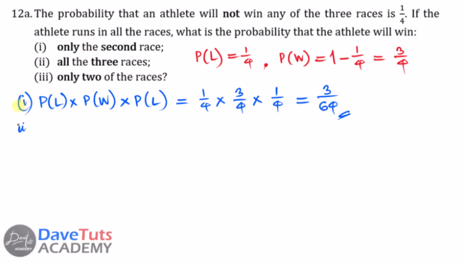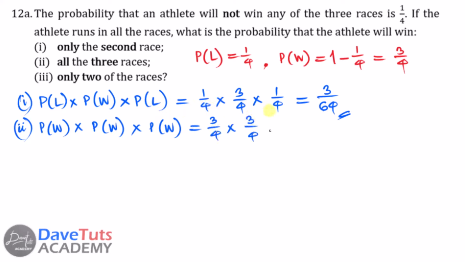Okay, so interestingly, in the second case, the probability of him winning all the 3 races means that he's going to win the first race, then he's also going to win the second race, and then he's going to win the third race. In this case we just have 3/4 for the first, 3/4 for the second, and in the third case we're also having 3/4. So 3 times 3 is 9, times 3 that is 27, and then 4 times 4 times 4, we just got that initially to be 64.